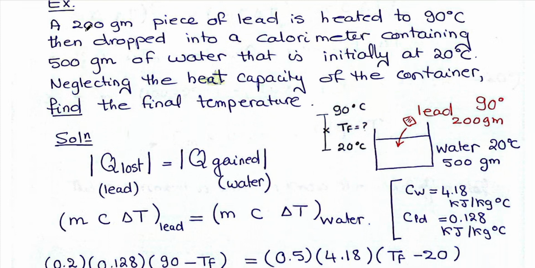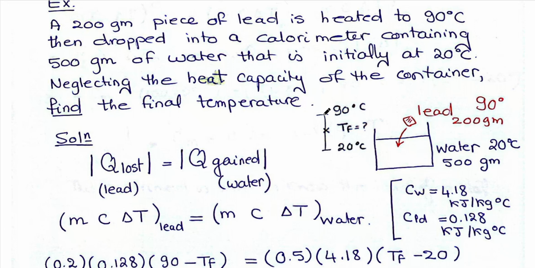The example states that a 200 grams piece of lead is heated to 90 degrees. We have a piece of lead heated to 90 degrees. Its mass is 200 grams. We dropped it in a calorimeter containing water at 20 degrees, and the amount of water is 500 grams. Now we want to find the final temperature of the system.